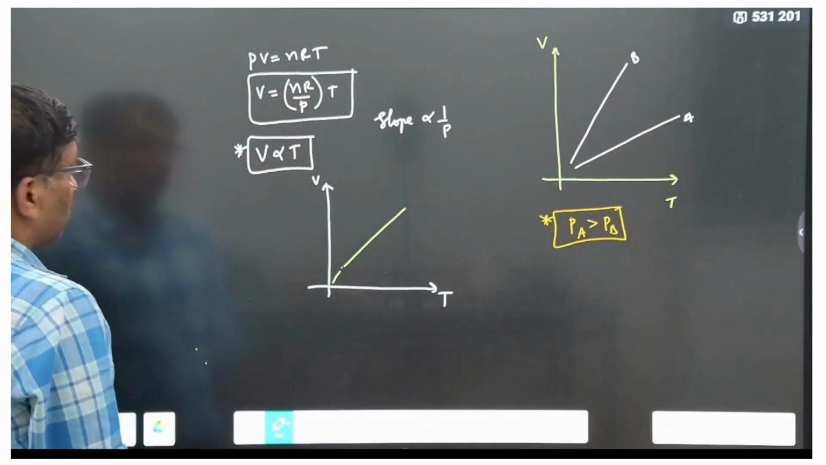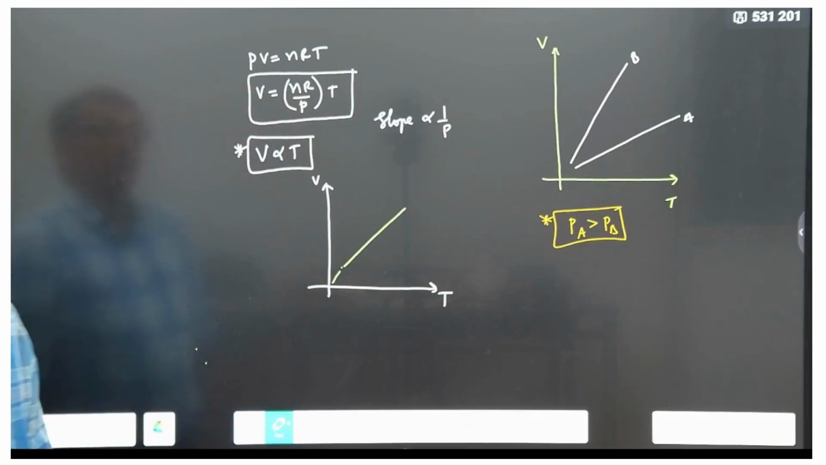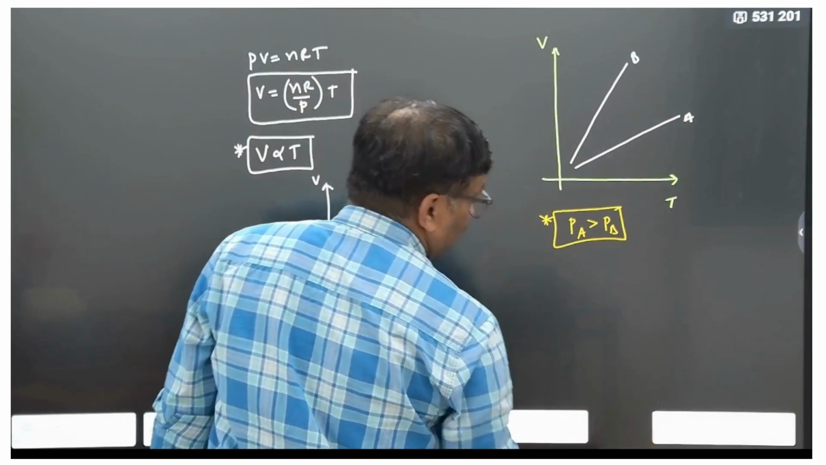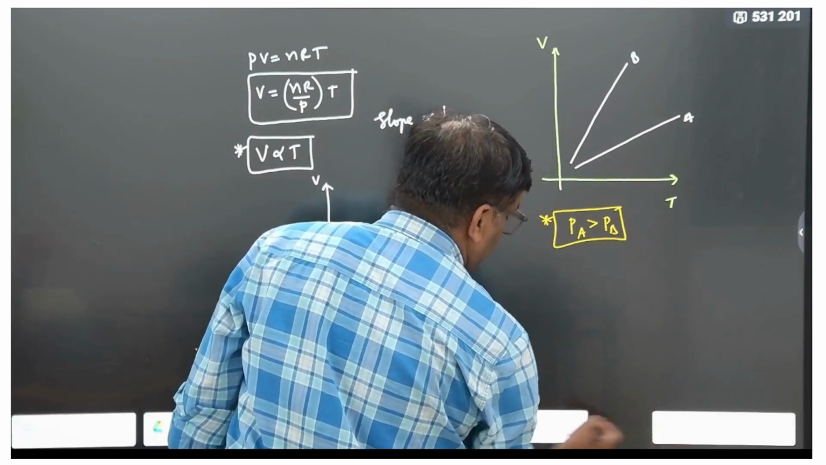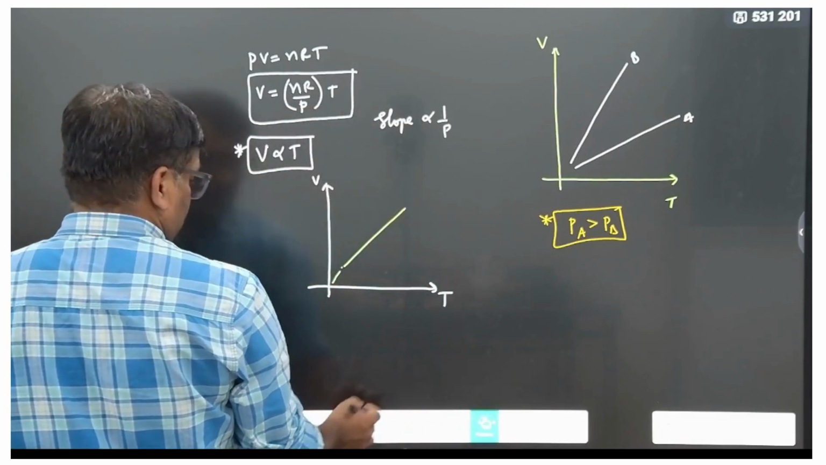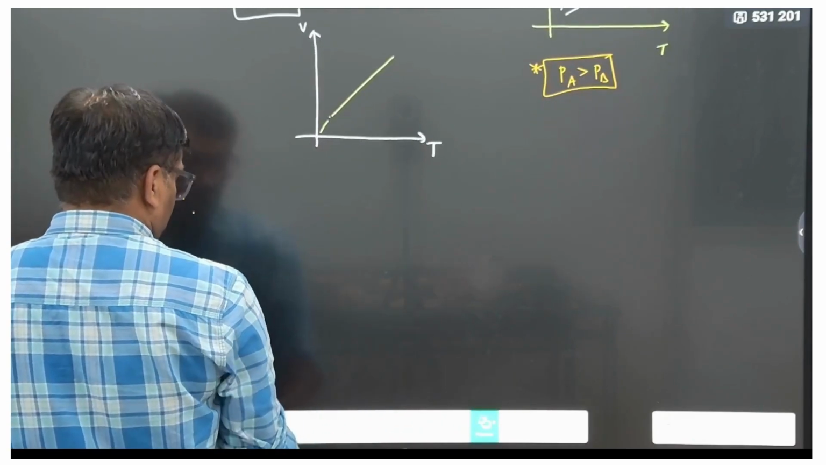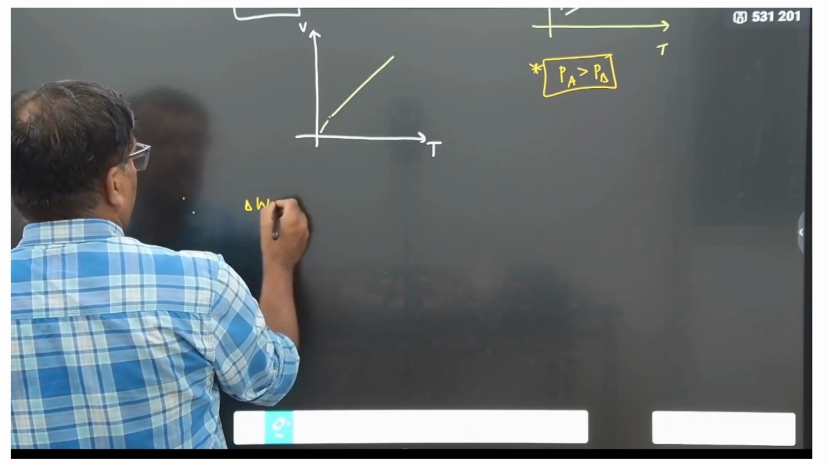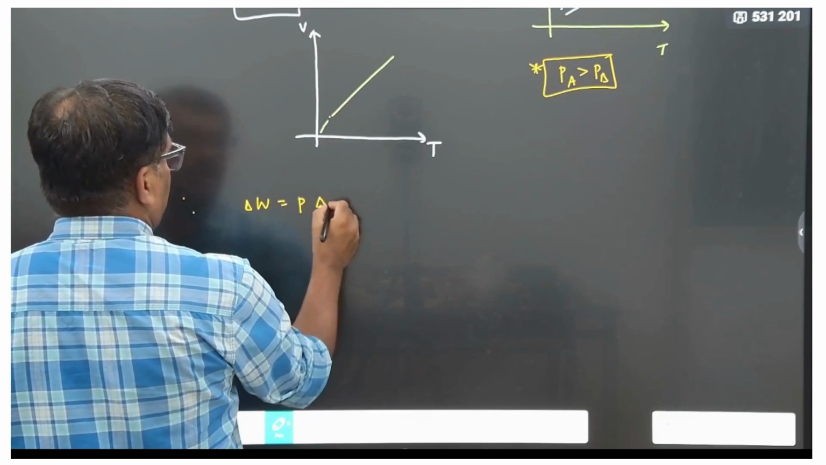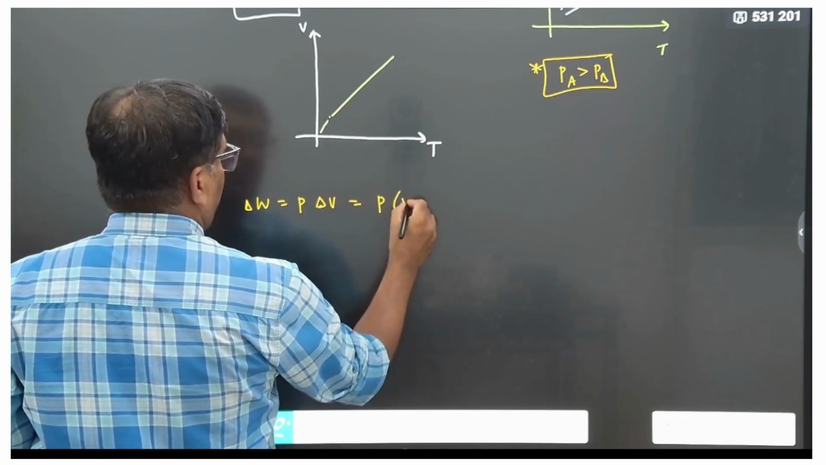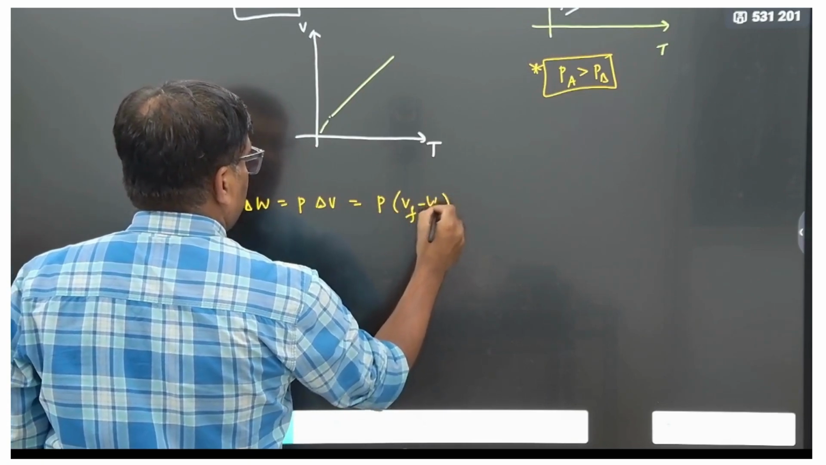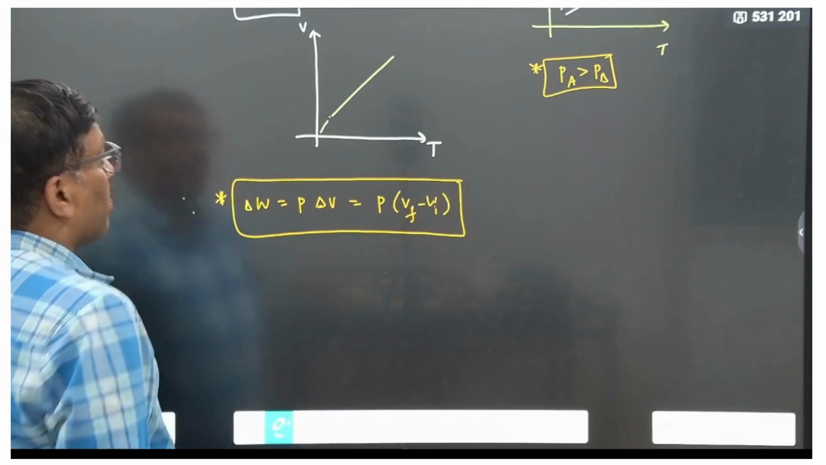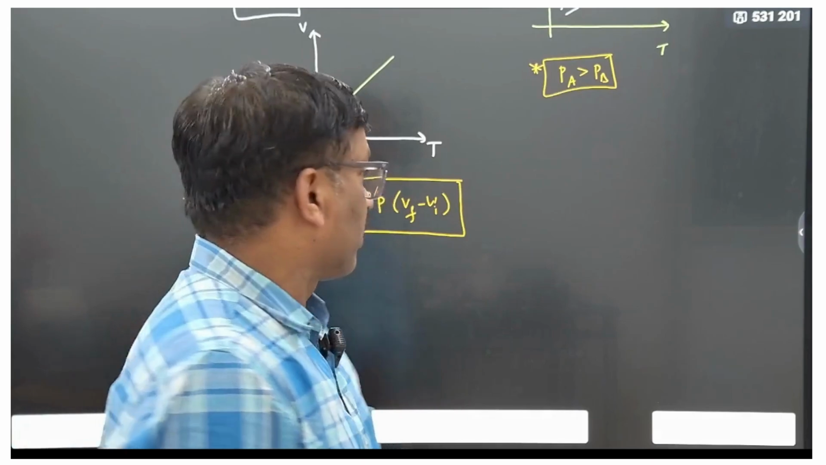Okay. So here this is your isobaric process, right. Now what is the amount of work done? How to calculate the work done in this process? So work done, pressure is constant. So work done we can write as delta W, which is pressure into change in volume. Therefore P into V final minus V initial. This is your work done formula in an isobaric process. Clear?